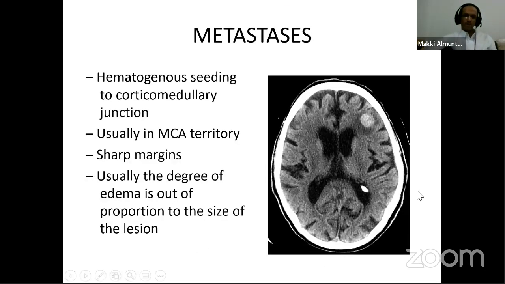Typically, metastasis is located at the corticomedullary junction, but it can be anywhere in the brain: parenchyma, ventricles, meninges, calvarium, subcutaneous tissue, anywhere, cranial nerves. We should suspect metastasis in adult patients since it's the most common brain neoplasm. One of the features is that metastasis usually gives larger edema compared to others.